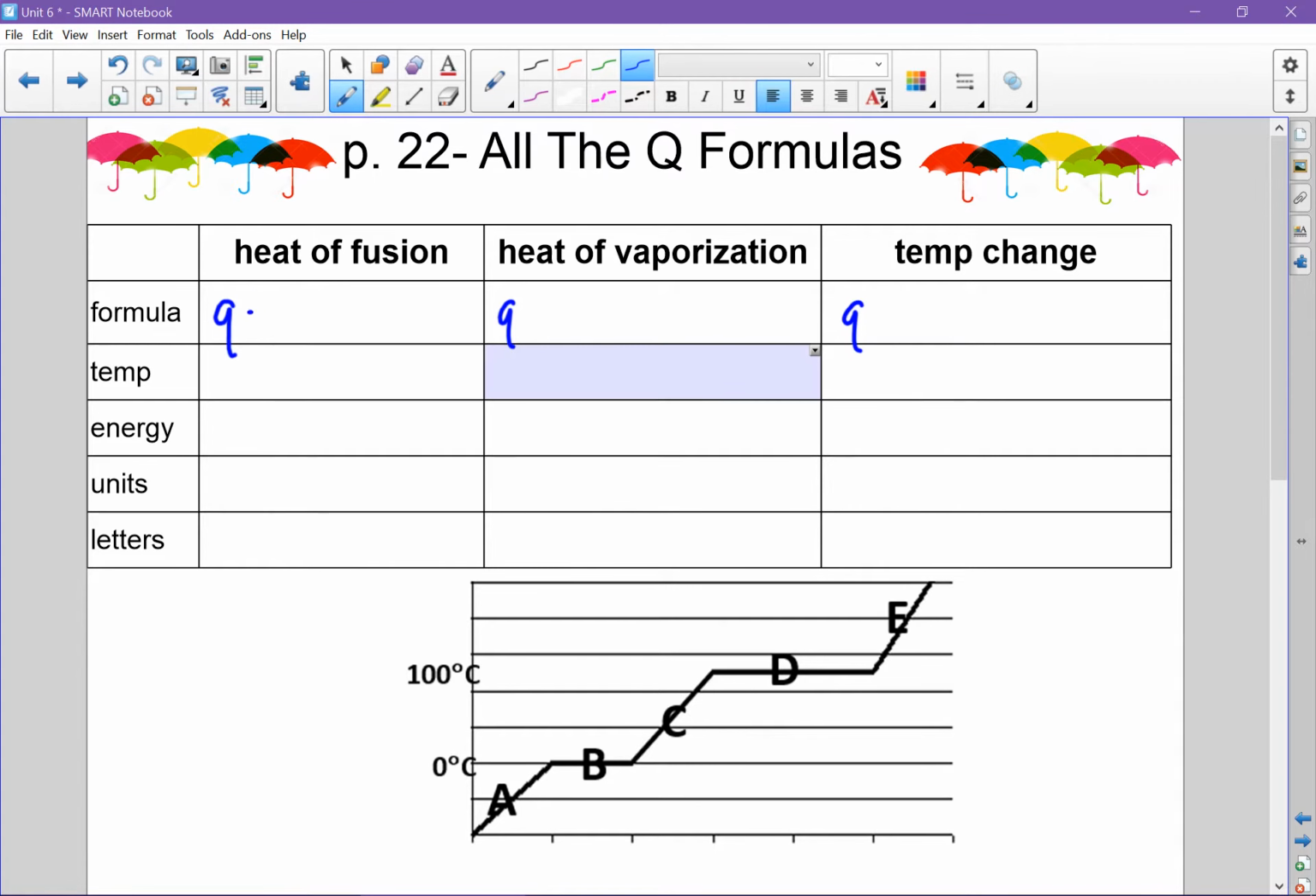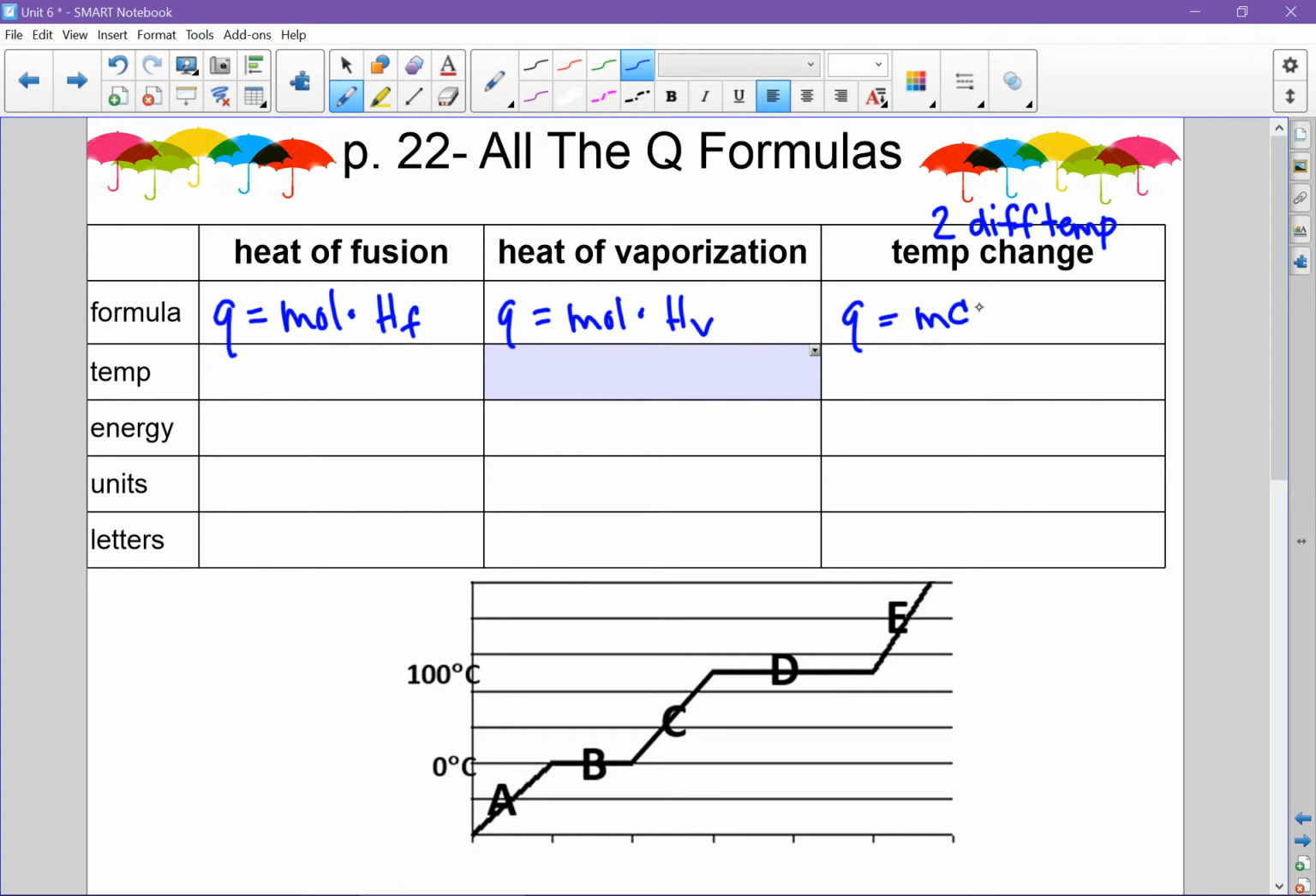The formula that has heat of fusion in it is moles times HF. The formula with the heat of vaporization is moles times HV. The formula where the temperature changes, meaning you have to have two different temperatures, because then we subtract them, that's the old formula Q equals MCAT. Okay? All of those relate to two different locations on the graph.